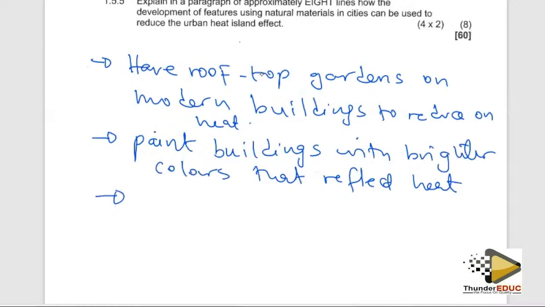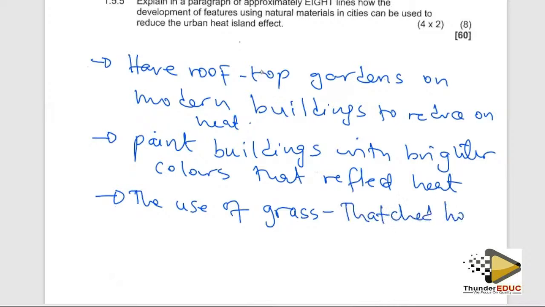As well, we can talk about the use of grass thatched houses instead of zinc.